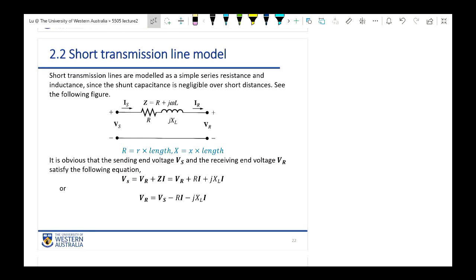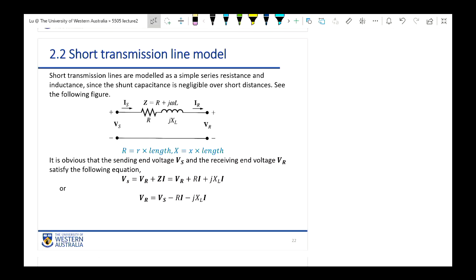So in other words, for the short transmission lines, we focus on the resistance and the inductance of the transmission line only. In the diagram, you can see on the left we have the VS, on the right we have the VR. The S stands for the sending end. The R is for the receiving end. The power is given by the sending end and received and used by the receiving end. Between these 2 sides, we are using 1 transmission cable to make the connection.